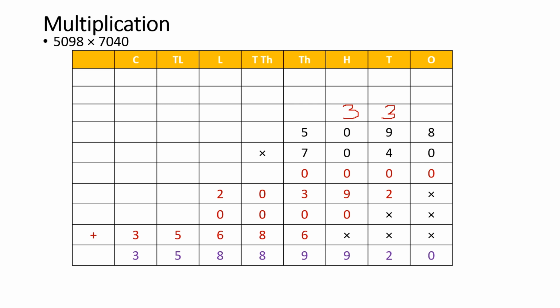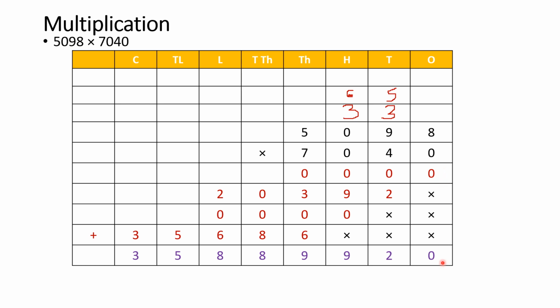Now we will multiply this 7. 7 eights are 56. We will write 6 here and 5 here. Now 7 nines are 63 plus 5, 68. We will write 8 here and 6 here. Now 7 zeros are 0. 0 plus 6, 6. Now 7 fives are 35. So in this way we will multiply by all the digits of the multiplier. Now we have to add all these.